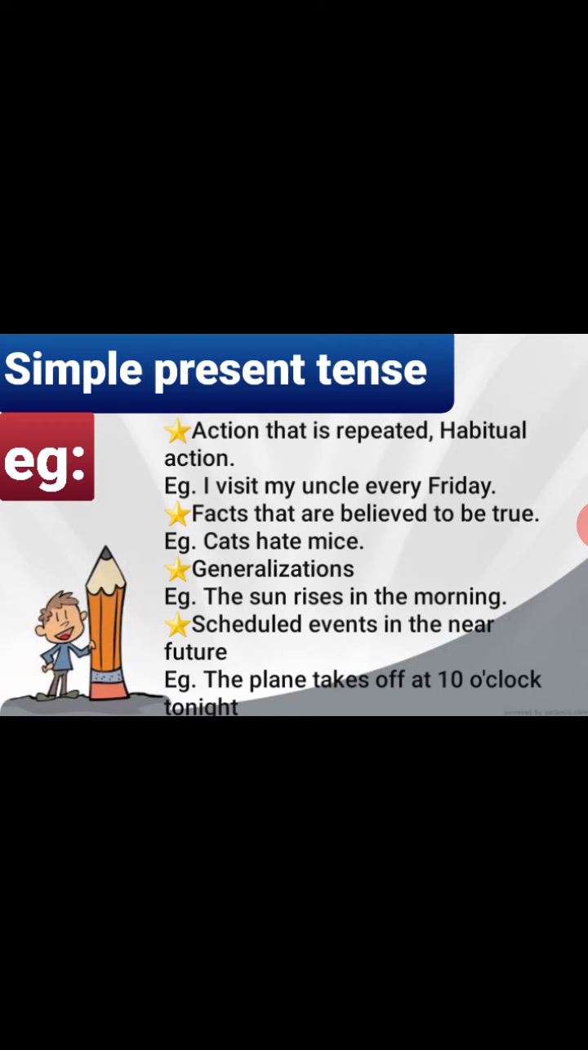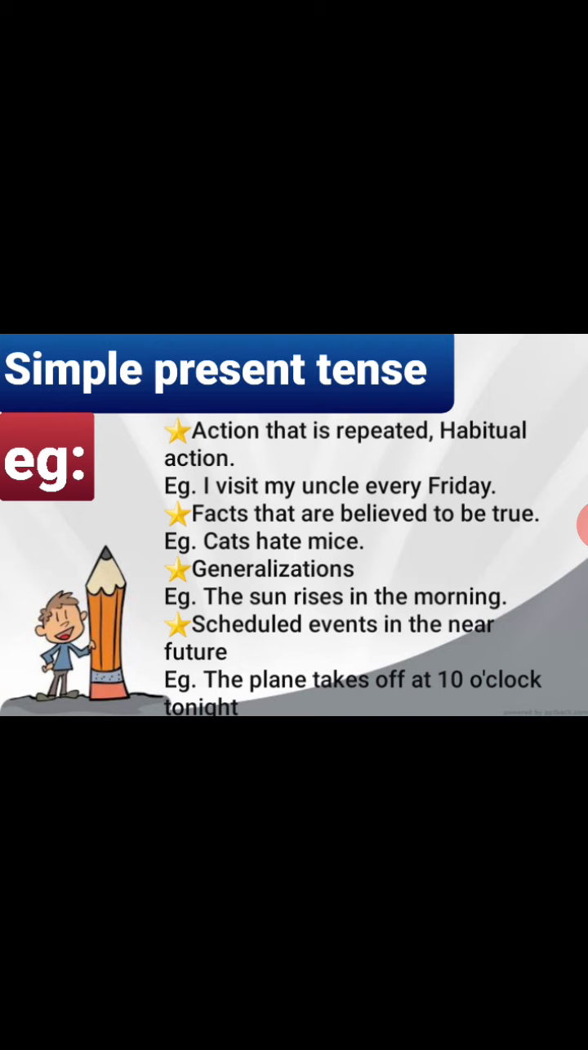Look at the example: I visit my uncle every Friday. It means it is not defined whether it is completed or going on. Students, the facts that are believed to be true. For example, cats hate mice. It is also called simple present tense.